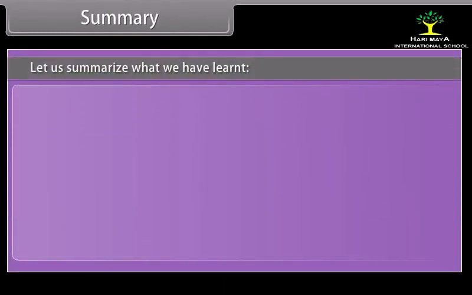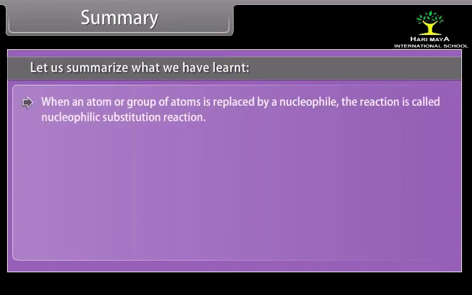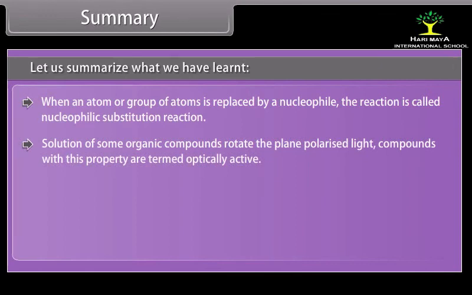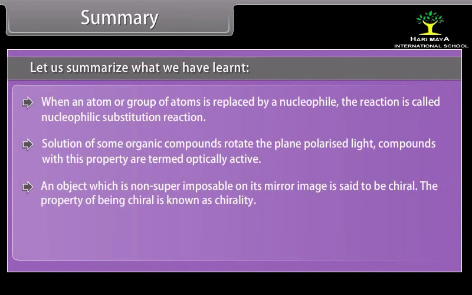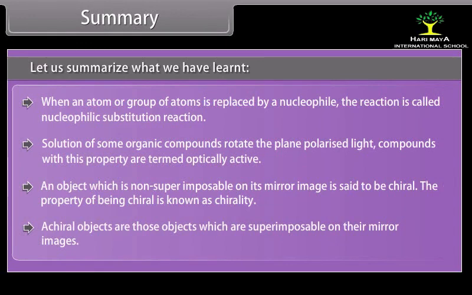Summary. Let us summarize what we have learned. When an atom or group of atoms is replaced by a nucleophile, the reaction is called a nucleophilic substitution reaction. Solutions of some organic compounds rotate the plane polarized light, and the compounds with this property are termed optically active. An object which is non-superimposable on its mirror image is said to be chiral. The property of being chiral is known as chirality. Achiral objects are those objects which are superimposable on their mirror images.